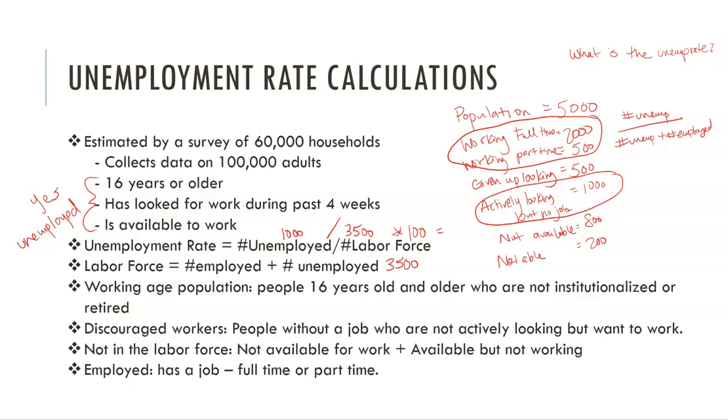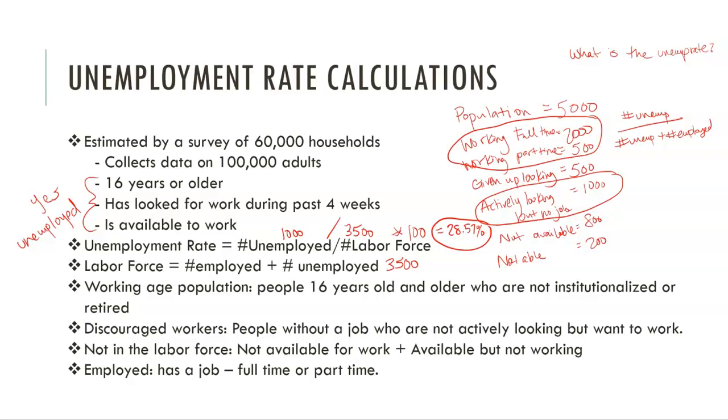which is the same thing as 28.57%. Okay. Almost 29% of the people in our whole labor force are currently looking for work but can't find jobs. Sometimes you might see this number go down.